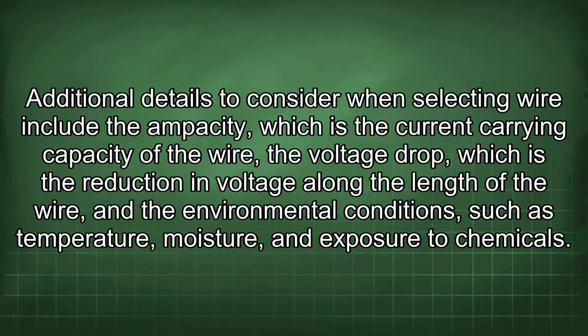Additional details to consider when selecting wire include the ampacity, which is the current carrying capacity of the wire, the voltage drop, which is the reduction in voltage along the length of the wire, and the environmental conditions such as temperature, moisture, and exposure to chemicals.